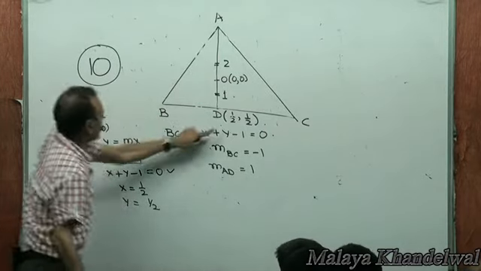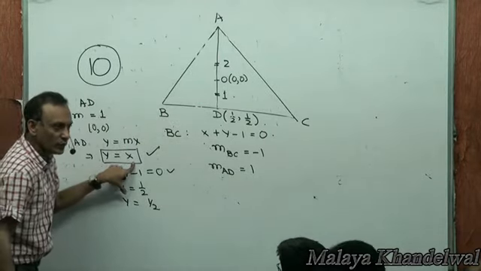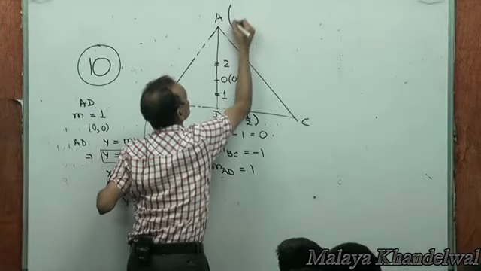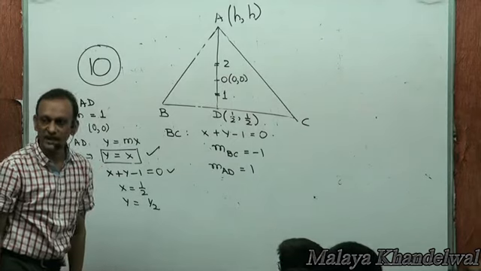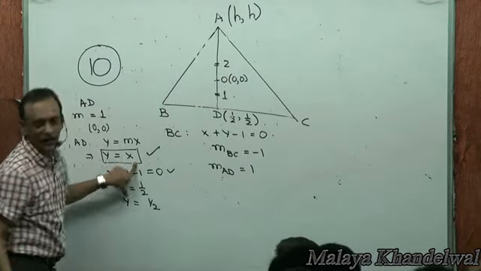Now, A lies on the line y equal to x. That means if the x coordinate of A is h, the y coordinate will also be h, because it lies on the line y equal to x.